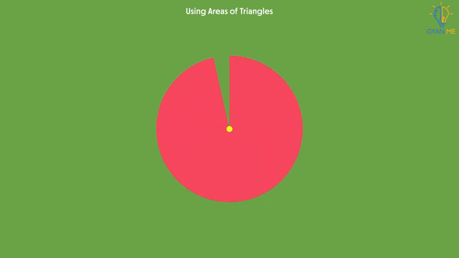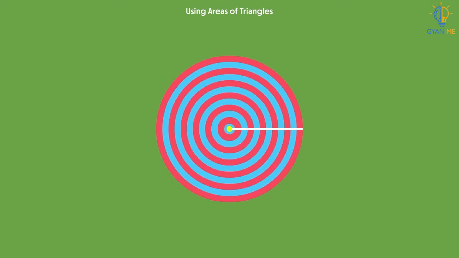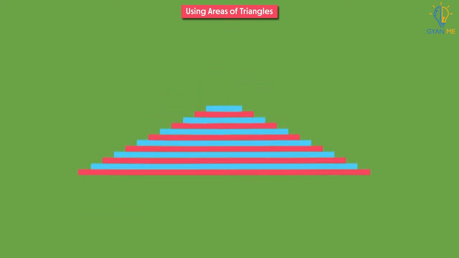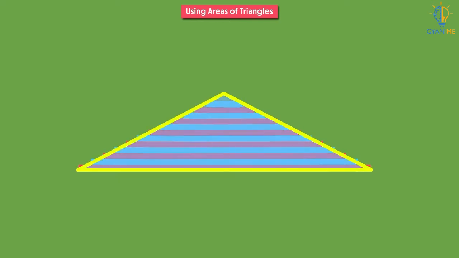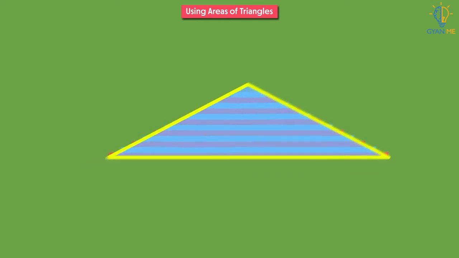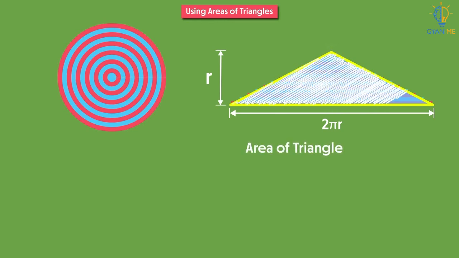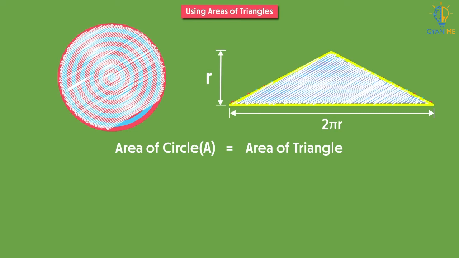For that, fill the circle with radius r with concentric circles. Cut all the concentric circles along the indicated line and unwind them as shown. We observe that it will be a triangle. Here, as you can see, the base of the triangle will be equal to the circumference of the outermost circle, and the height of the triangle will be equal to the radius of this circle. Now, here also, area of the triangle will be equal to the area of this circle.